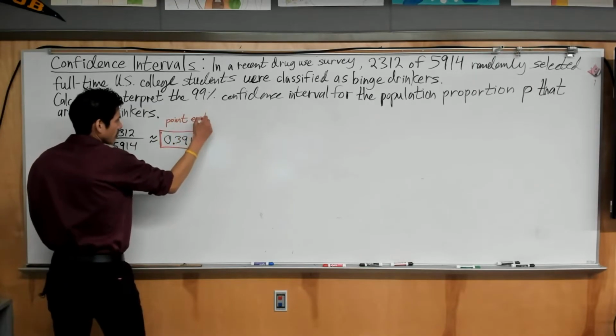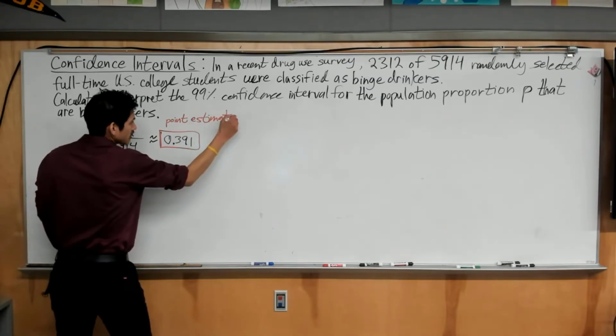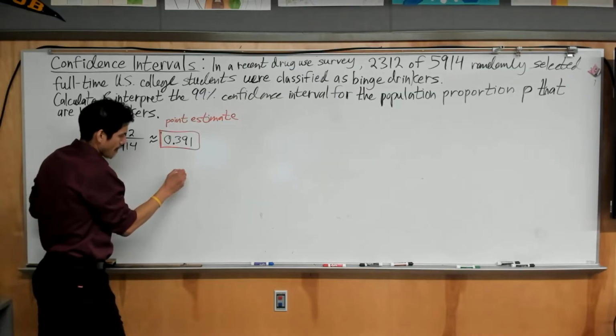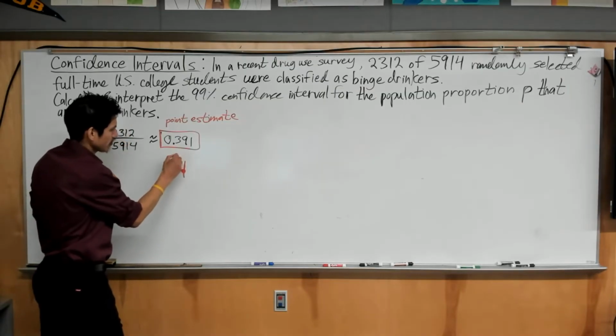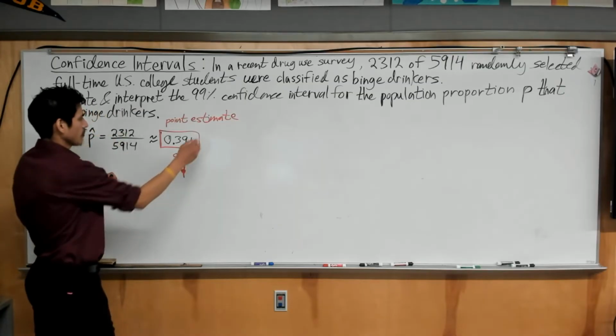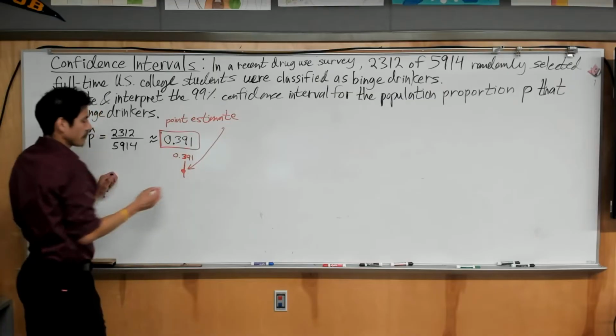We start from here. And this is what is going to be the center of our confidence interval. So the center is 0.391. Point estimate. It's this dot.